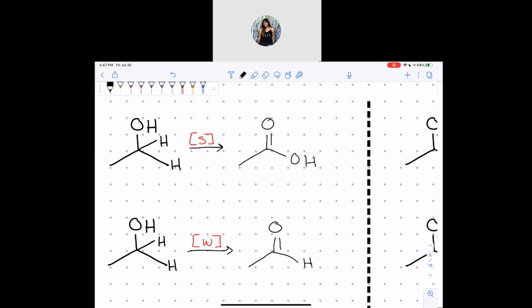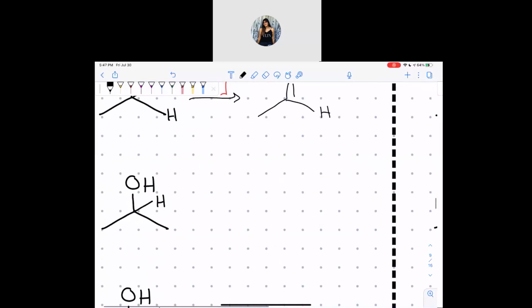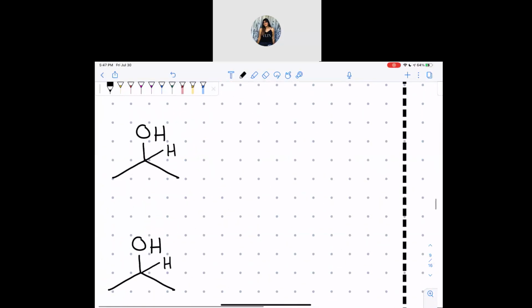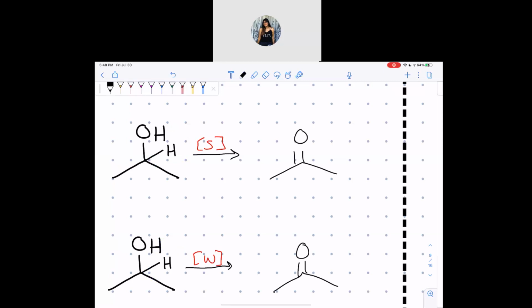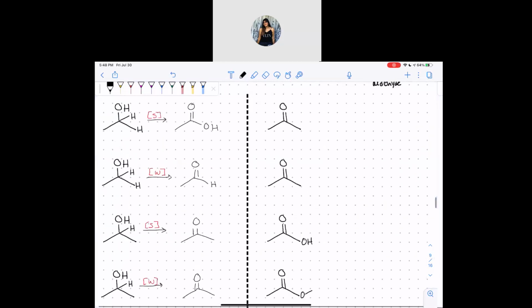If we have a secondary alcohol, it does not matter what kind of reagent you have. Whether you have a strong reagent or a weak reagent, we only have one hydrogen to get rid of. So we're always going to make a ketone. Don't let him trick you. Both strong and weak reagents reacted with a secondary alcohol will give you a ketone. So I'll zoom out real quick. That's all there is to oxidation.